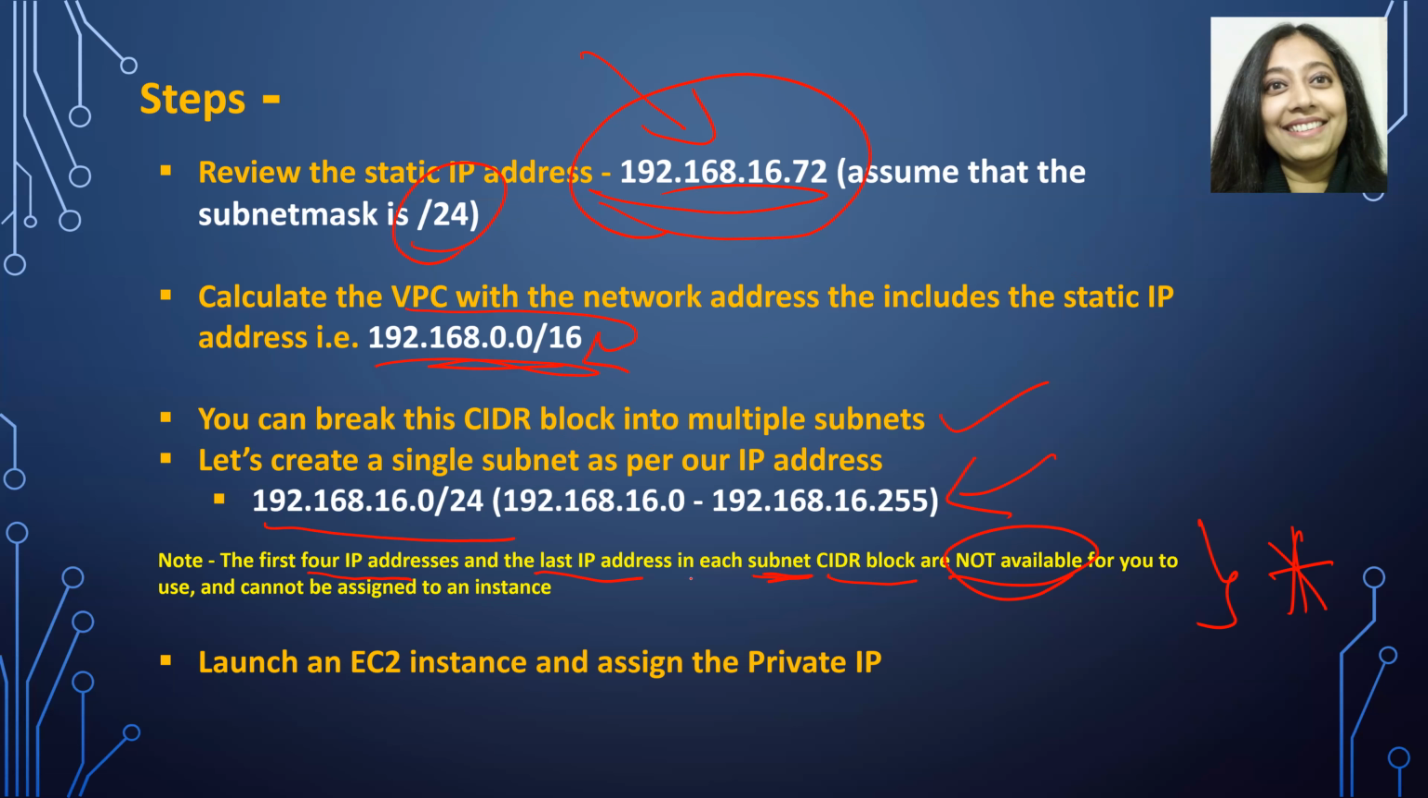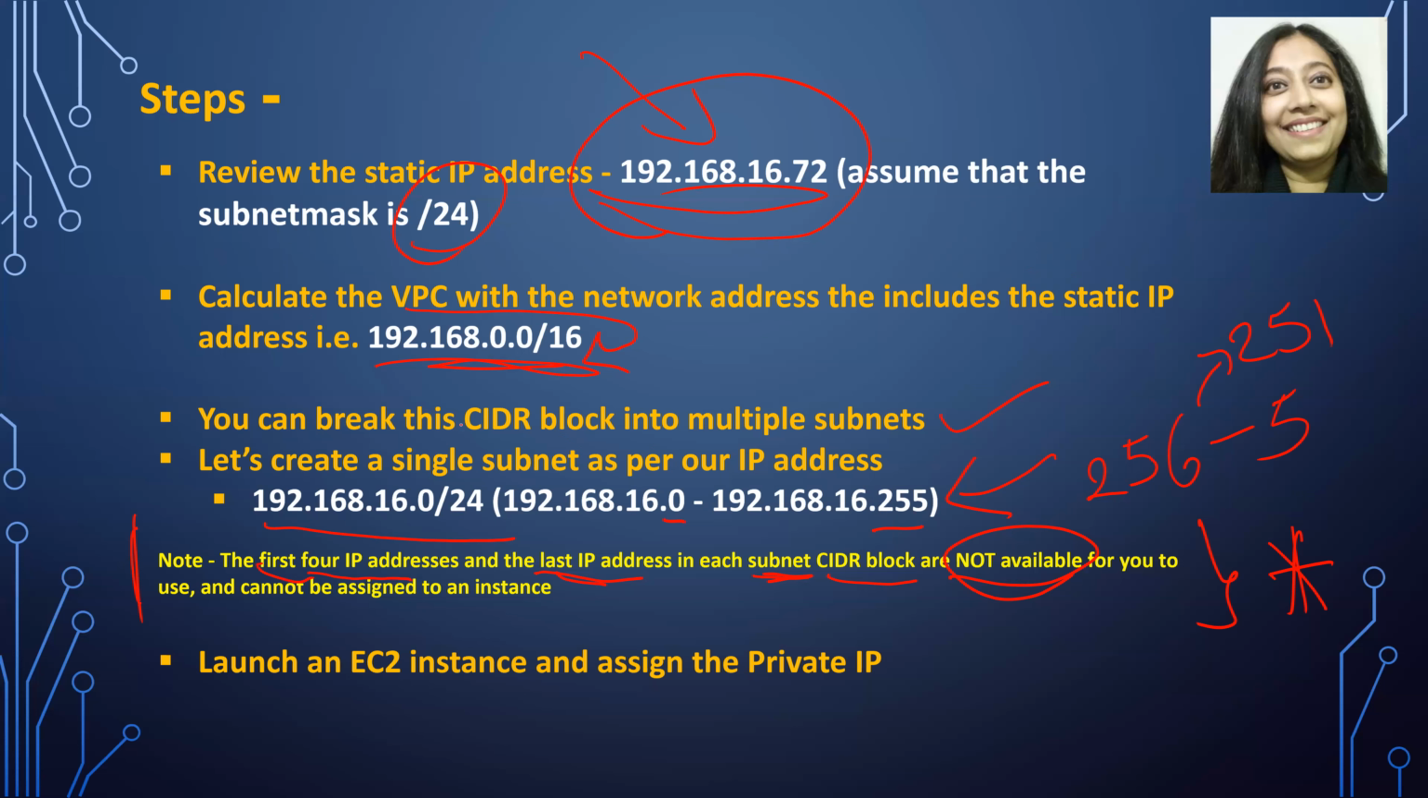So let's say if this has a total of 256 IP addresses, 0 to 255. Eventually, if you subtract 5, you will have a total of 251 IP addresses available to you. Remember, the first 4 and the last one, that is a total of 5, are not available to you, right? And cannot be assigned to an instance.